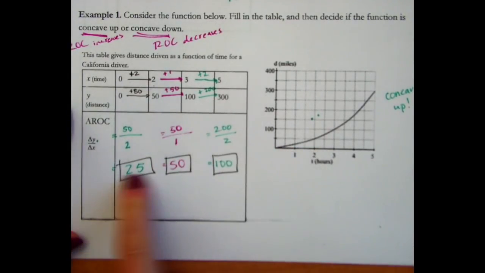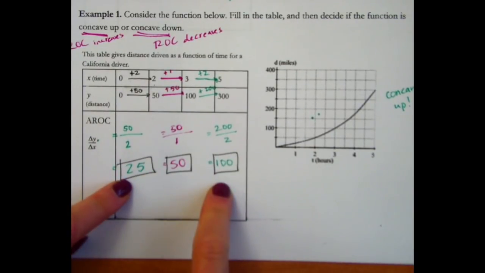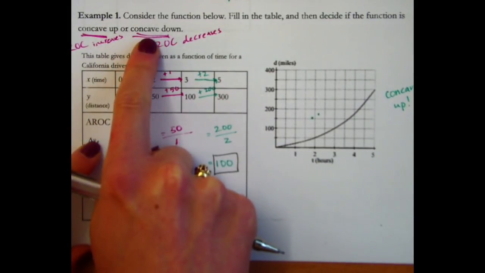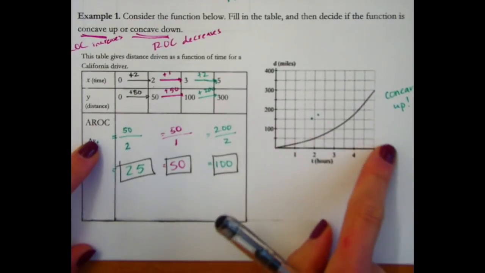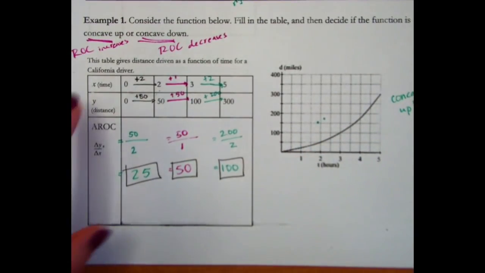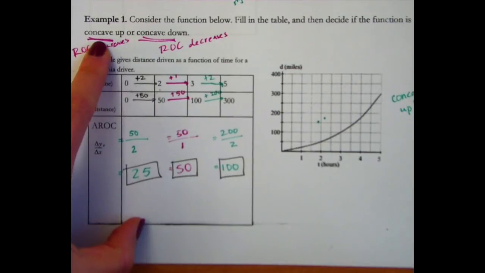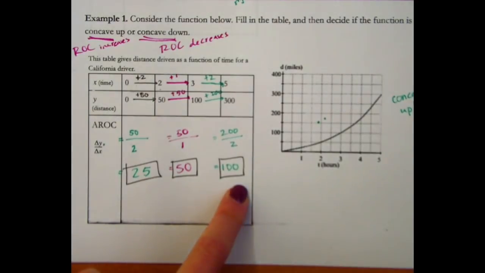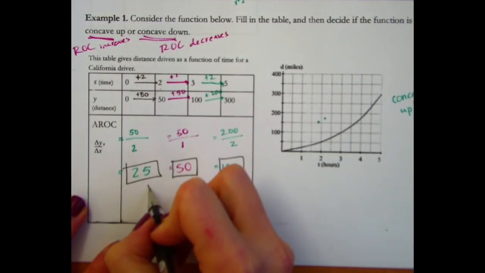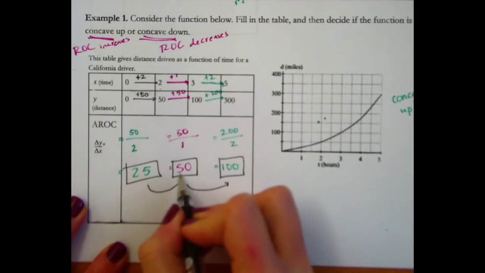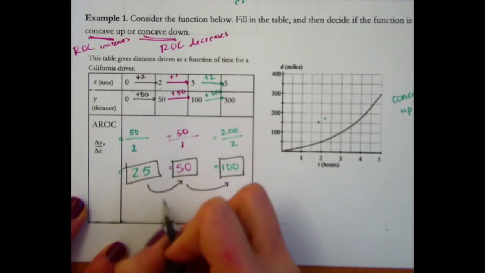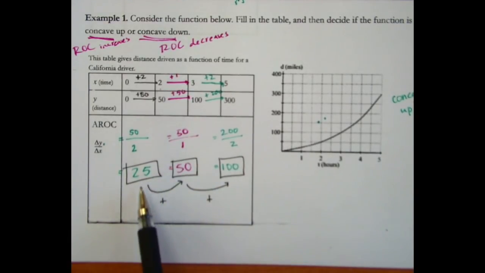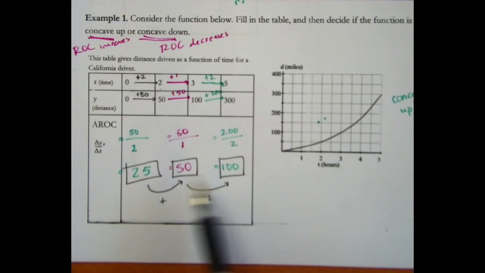And now the question is, how can I use this information that I've just calculated to prove whether the function is concave up or concave down? I already know it's concave up from the graph. And according to my definition, a function is concave up when the rate of change increases from left to right. So hopefully you can see that from left to right, the rates are going up. 50 is greater than 25, so that's a positive change. 50 to 100 is a positive change. So in general, from left to right, these numbers are increasing. The rates are increasing.